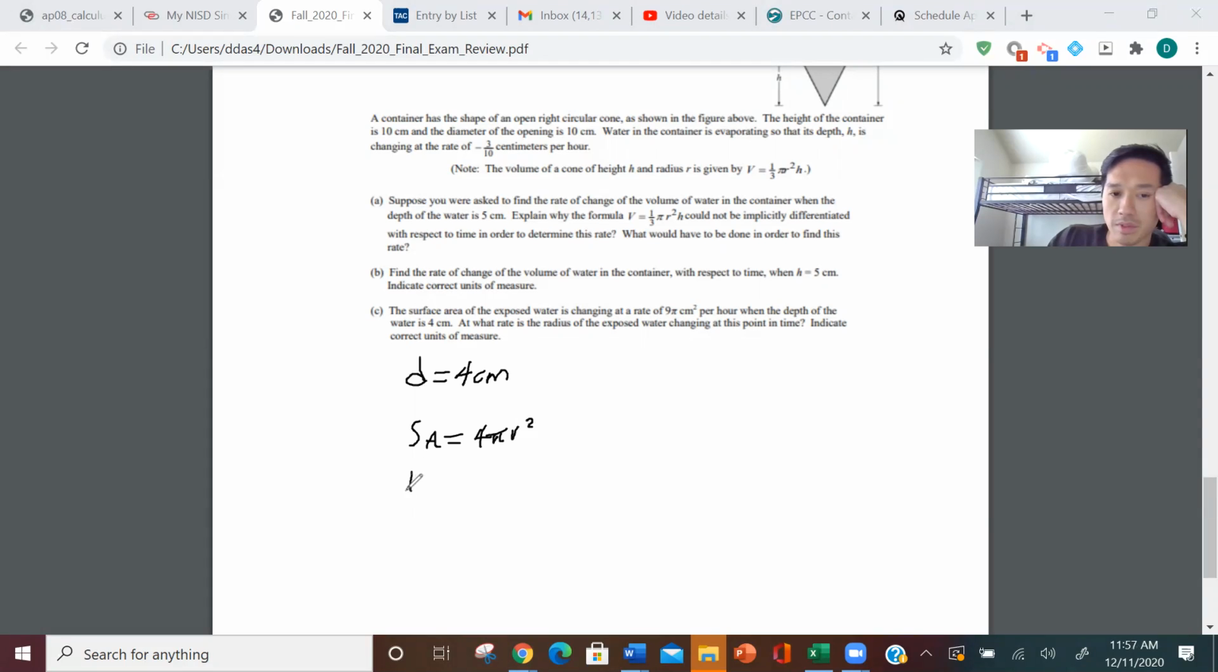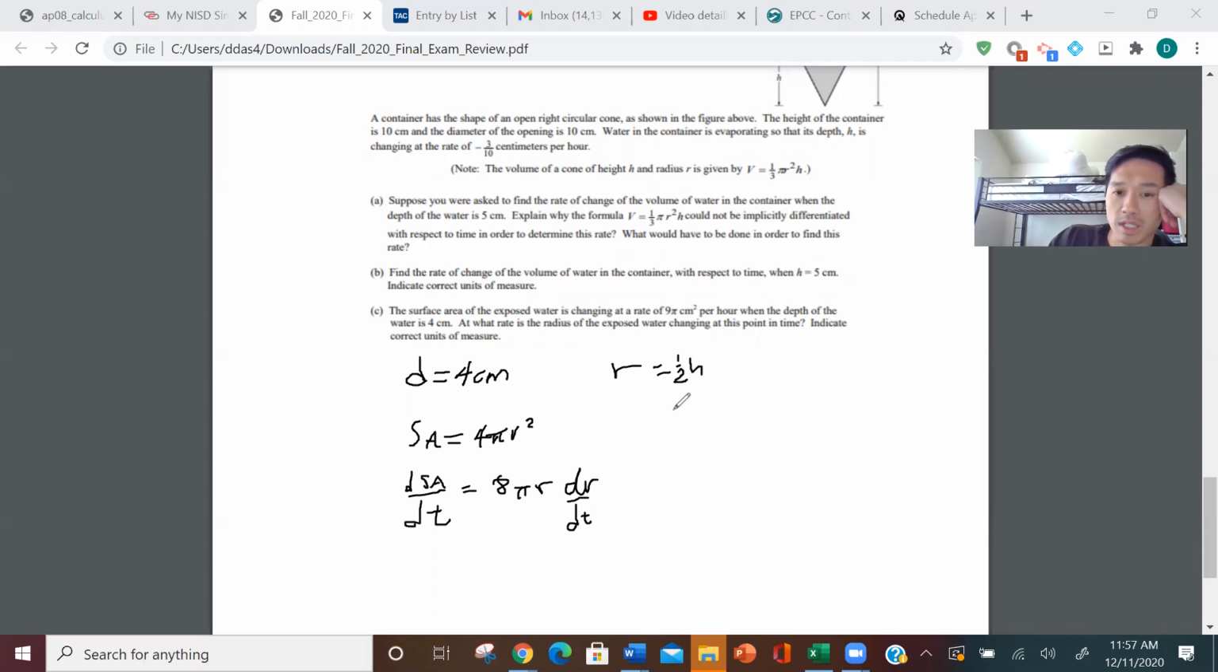And so we take the derivative of that equation. We have 8 pi r dr dt. So we know the height, the depth, is equal to 4 centimeters. I gave you guys a hint. Radius is equal to what? 1/2 h.